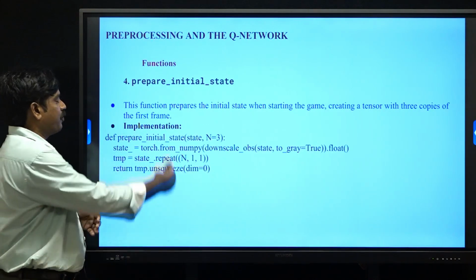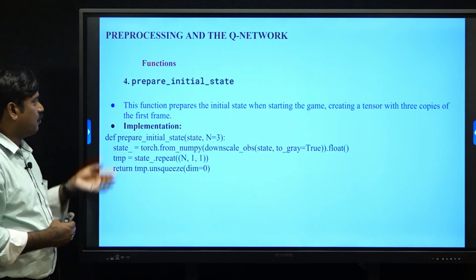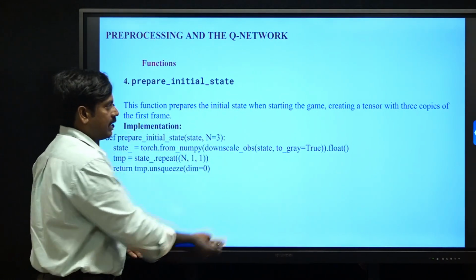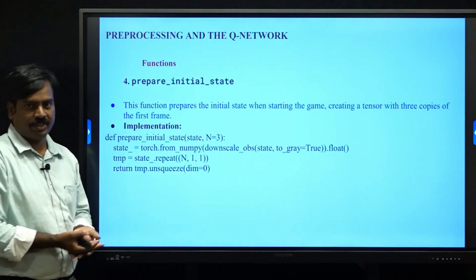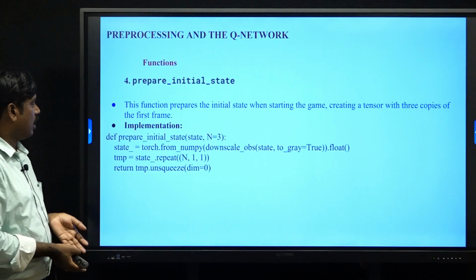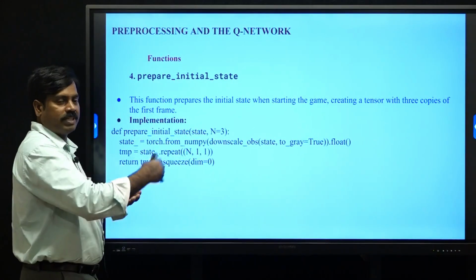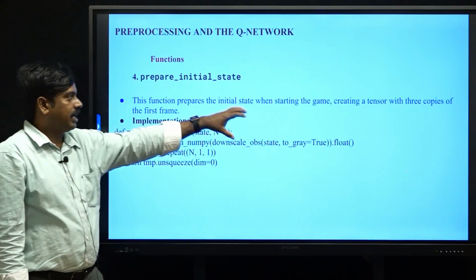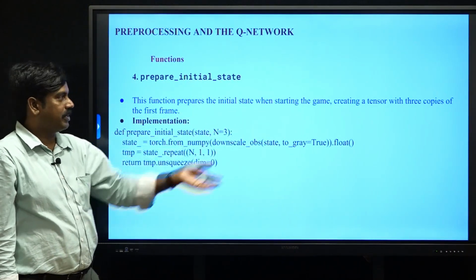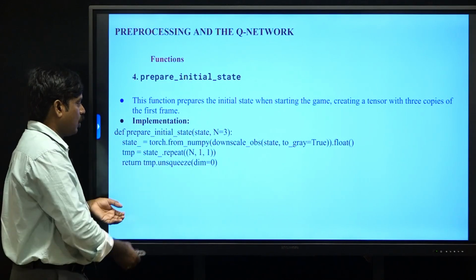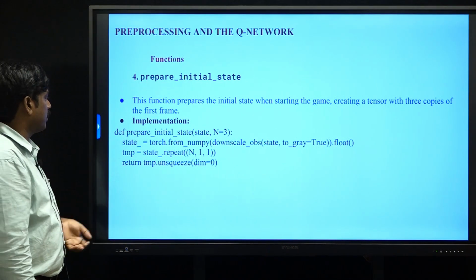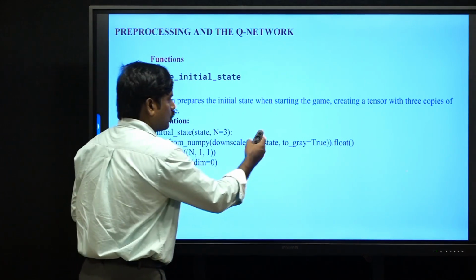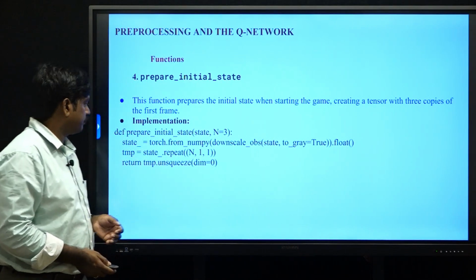And the fourth one is prepare_initial_state. This function prepares the initial state when starting the game, creating the tensor with 3 copies of the first frame. So it creates the initial state. It is either grayscale or RGB based on the to_gray boolean parameter.